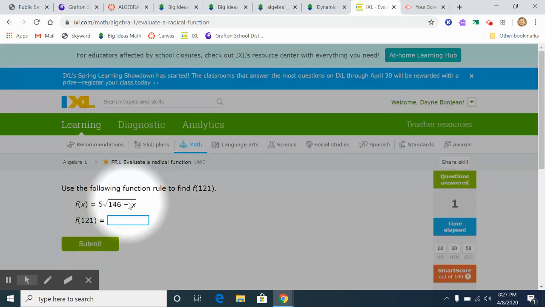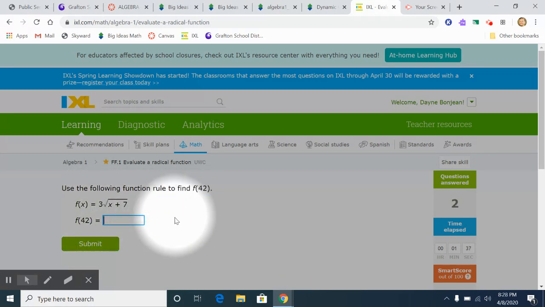Next, they're asking me to use the following function rule to find what the function equals when x equals 121. So here we go. Pay attention to this part. If I put 121 in for x, plug it in, I'm going to do what's under the square root symbol first. I have to do that math first. So 146 minus 121, that's going to give me 25. Now I'm going to take the square root of 25, which is 5, and I'm going to multiply by 5 last to get 25 again.